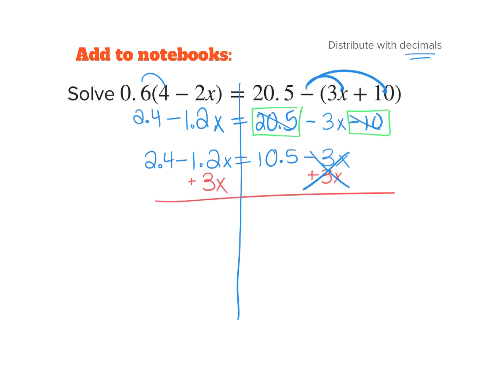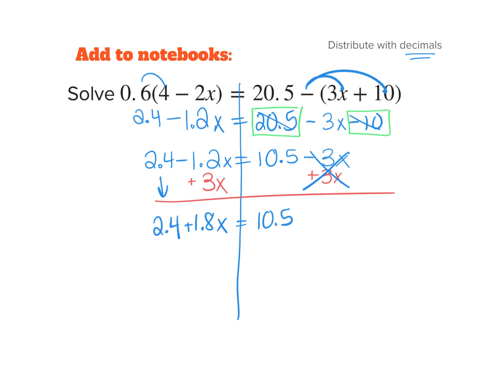So it cancels out over here because that's 0. And so I have 10.5 on the right side. On the left side, I have a negative 1.2x plus 3x, and that's 1.8x, and I still have this 2.4 I'm going to bring down. Sometimes people get stuck with what to write here. Since this was a positive answer when we added those, we just put plus 1.8x. All right, we're closer now.